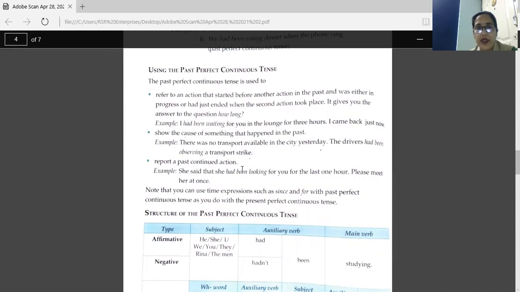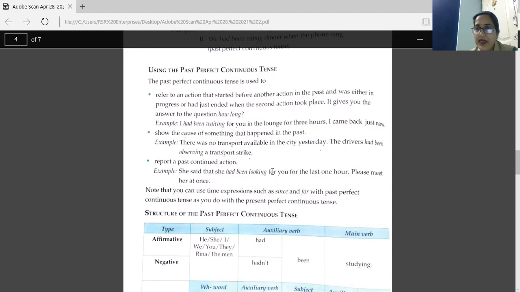Next point, report a past continued action. If we are reporting what happened, she said that she had been looking for you for the last 1 hour. Please meet her once. So this time period is mentioned here for the last 1 hour. That means this work that is looking started at some past time, and from that time till this time, that means started 1 hour before, and after that also it was in continuation. So had been looking here.